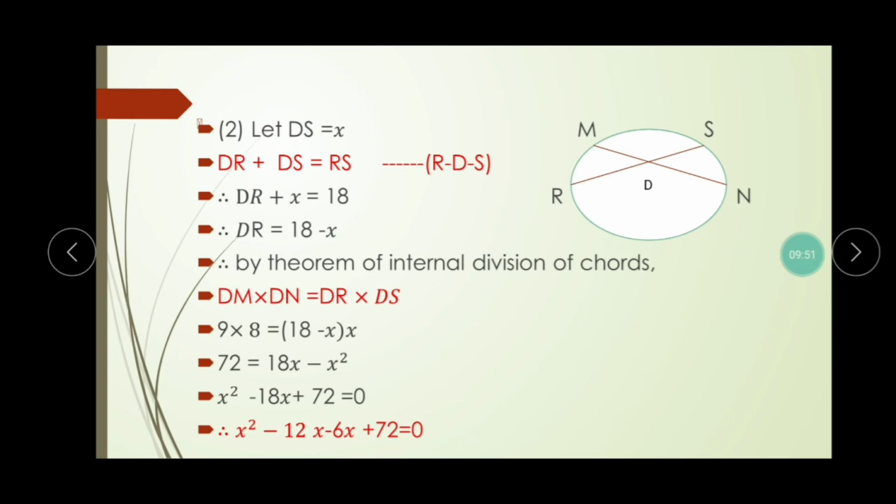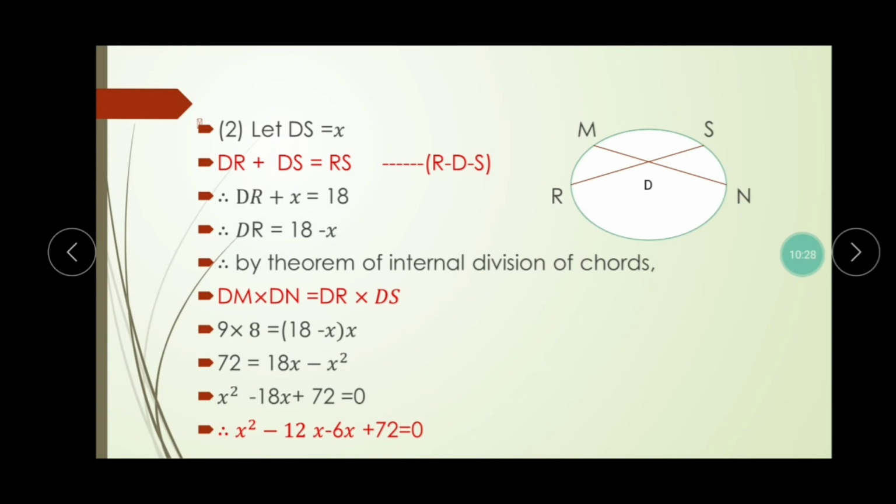Now DR plus DS will give me RS. So DR plus X, here we have supposed that it is X, will give me RS, that is 18, right? So what will be DR? DR will be equal to 18 minus X. Now again by the theorem of internal division, DM into DN is equal to DR into DS.